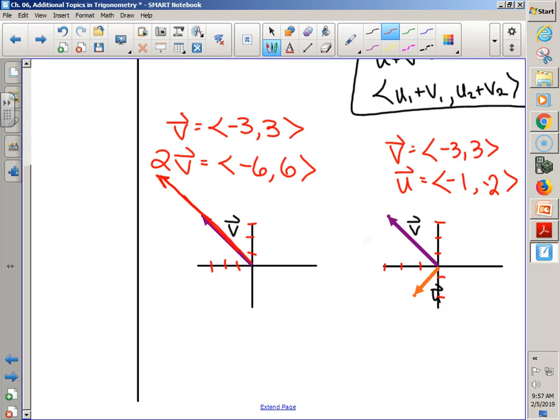Mathematically speaking, it's pretty easy. What's u plus v? Add the change in x's, add the change in y's. So what's -3 plus -1 going to be? Or, if you want to do it the proper way, -1 plus -3. Just add them, guys. What's -2 plus 3 going to be? 2 plus 3, 1.